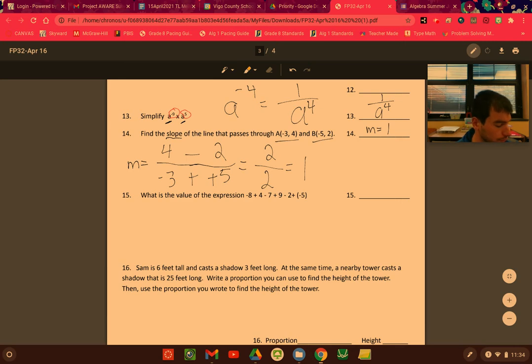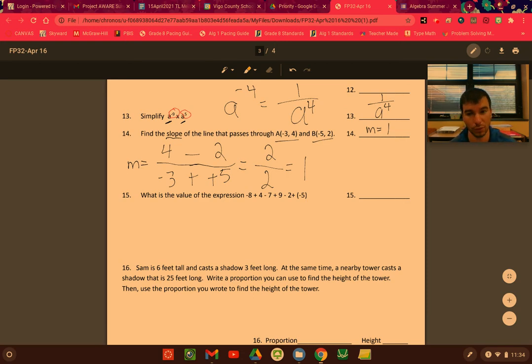So hey, number 15. Number 15 might look really easy, but it would be really easy to mess up because we don't do everything in the correct order. So it's, what is the value of the expression? And we have this big old thing: negative 8 plus 4 minus 7 plus 9 minus 2 plus a negative 5.